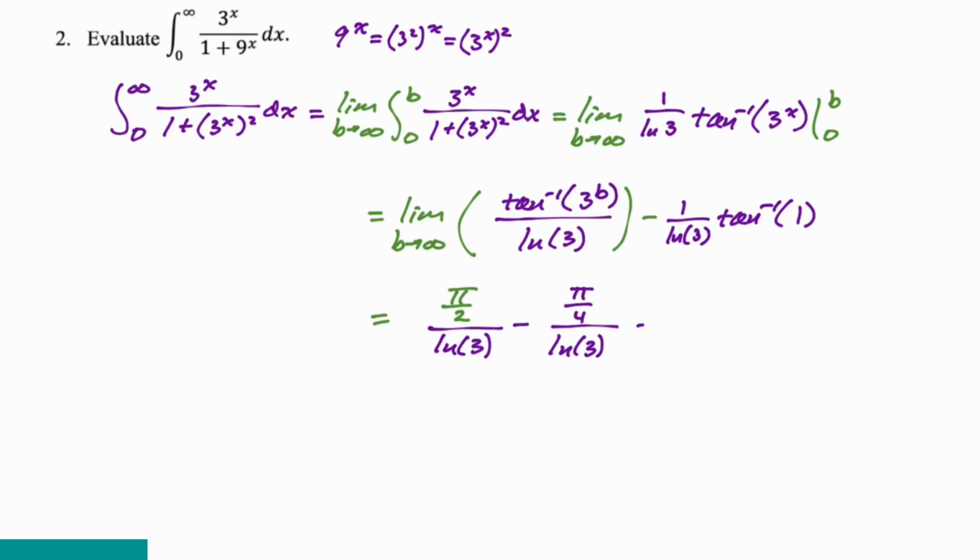And then finally, we just combine these. So we get pi over 4 natural log of 3. There's other ways you can write that because of properties of natural logs. Like you can make it pi over the natural log of 3 to the 4th, which would be 81. I don't know why you would do that, but multiple choice sometimes does that. Anyway, those are the problems.